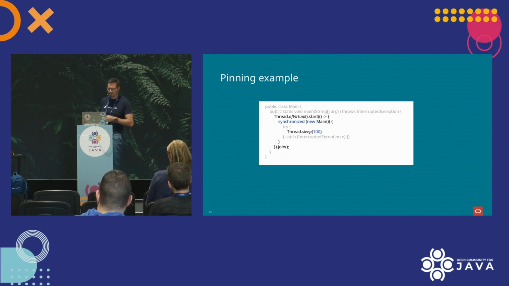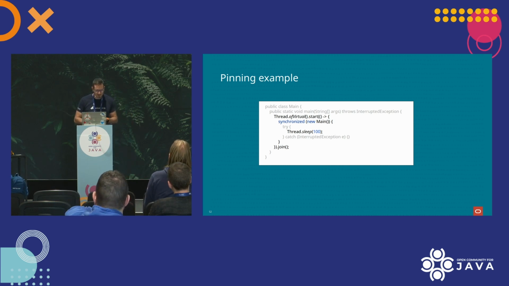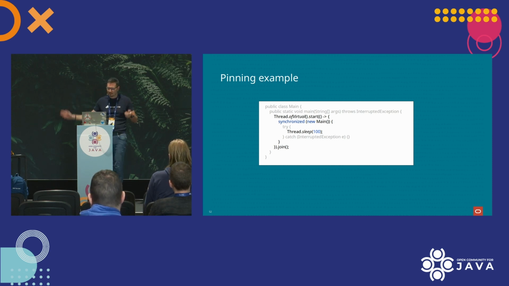I have prepared a small example. It's an older one. I ran it on JDK 21, I think. Here we will do a simple sleep inside the synchronized block, and obviously the yield doesn't happen, so we will be blocking the carrier thread.